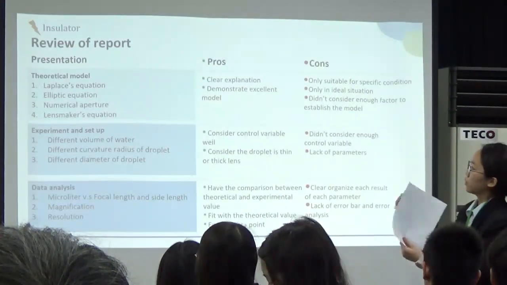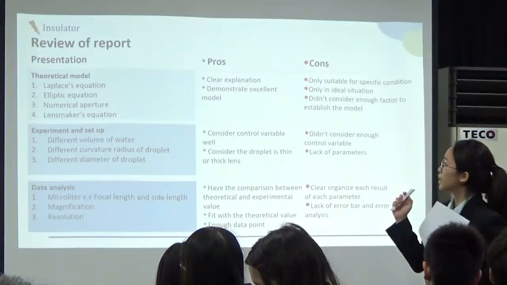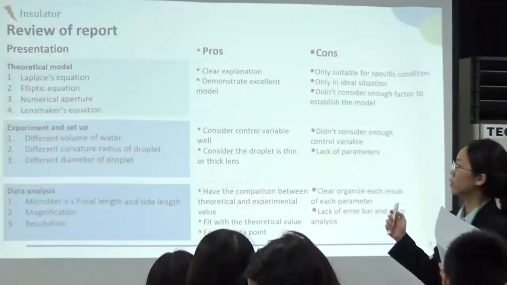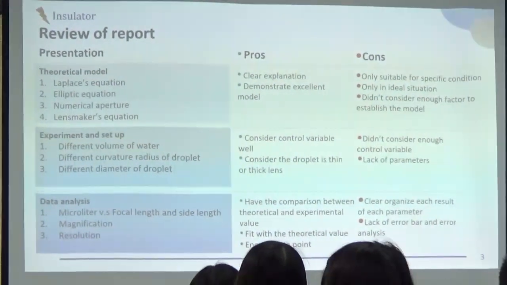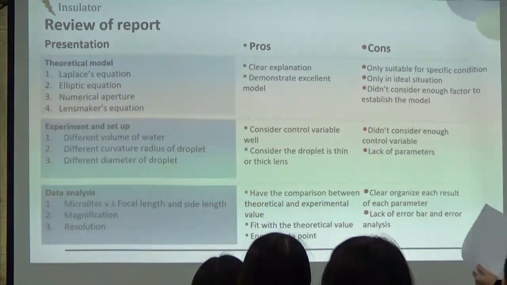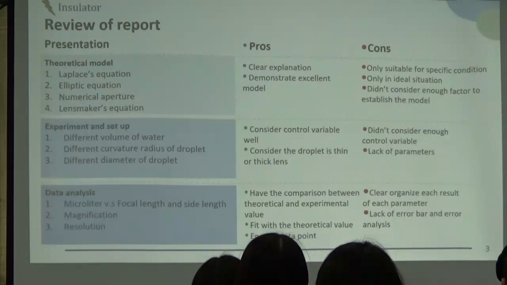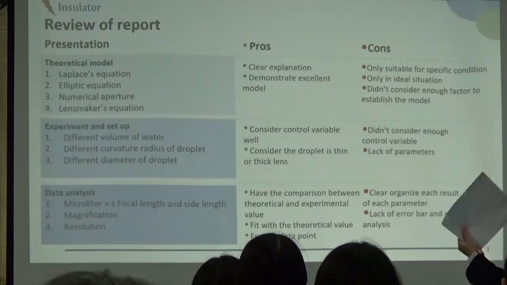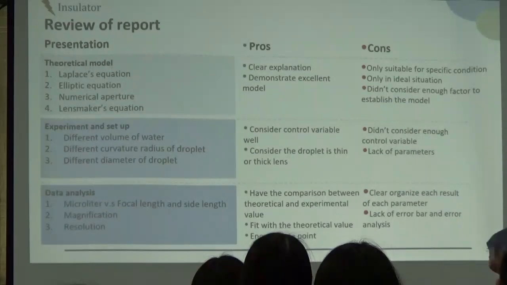To overview the report, in his theoretical model, he talked about the Laplace equation, the elliptic equation, numerical aperture, and the lens maker's equation. His goal here is a clear explanation of his theoretical model and to demonstrate it. But it is only suitable for a specific condition, since he only uses a single equation to describe the droplet, only in an ideal situation, and doesn't consider enough factors to establish the model.